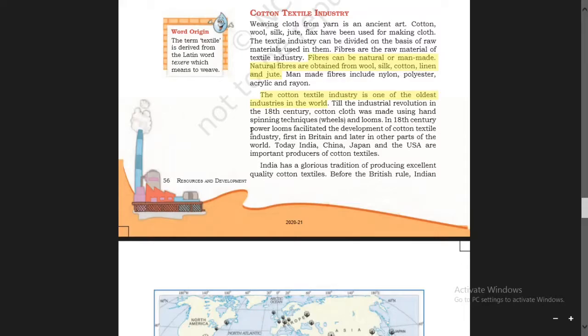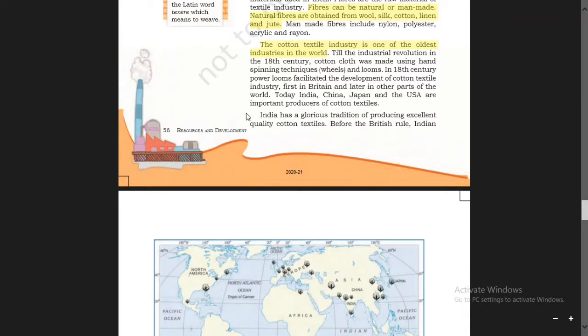In the 18th century, power looms facilitated the development of cotton textile industry, first in Britain and later in other parts of the world. Today, India, China, Japan, and the USA are important producers of cotton textile. India has a glorious tradition of producing excellent quality cotton textiles. Our country has a glorious tradition from long back, remember boys. People of foreign countries like cotton cloth of our India.